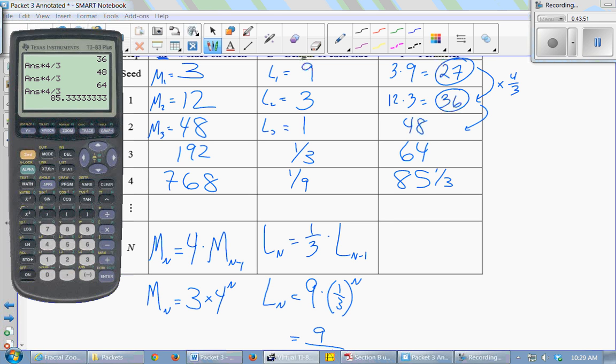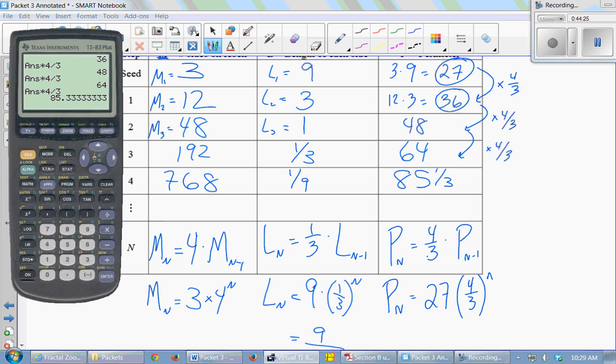So what kind of sequence is this? Exponential. This is exponential growth or a geometric sequence. Yep. So every term in this list, P sub n, the perimeter at step n, is 4/3 times the perimeter at the previous step. Or if I wanted to write this explicitly, I would say P sub n, my perimeter starts with 27, and you multiply by 4/3 n times.